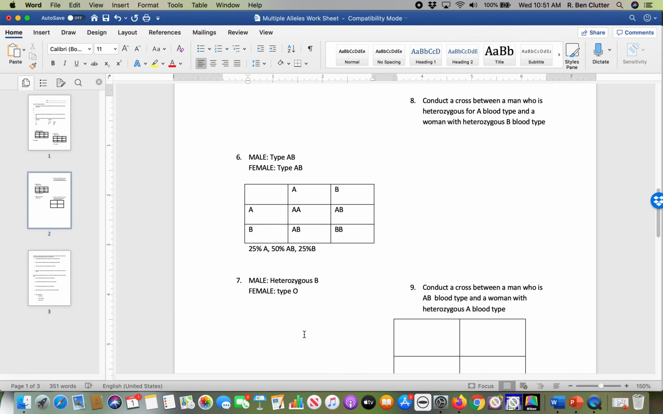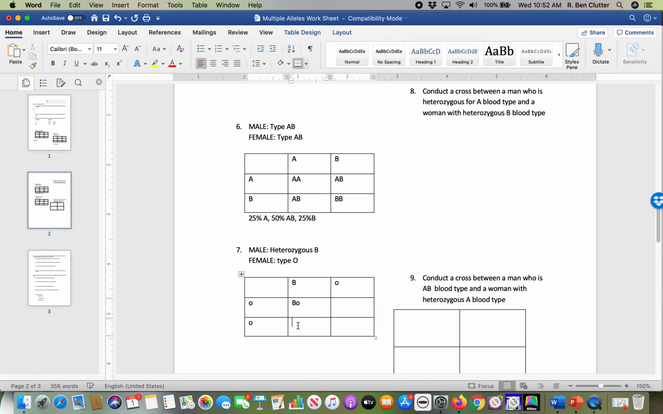So heterozygous B. What do we put for heterozygous B? Hetero means one of each, right? So we got a B and an O. And type O, remember, type O is recessive, so you have two O blood types. So we put a B and an O there. A B and an O there. And over here we're going to have OO. And over here we're going to have OO. Oh, not 0, 0. OO.